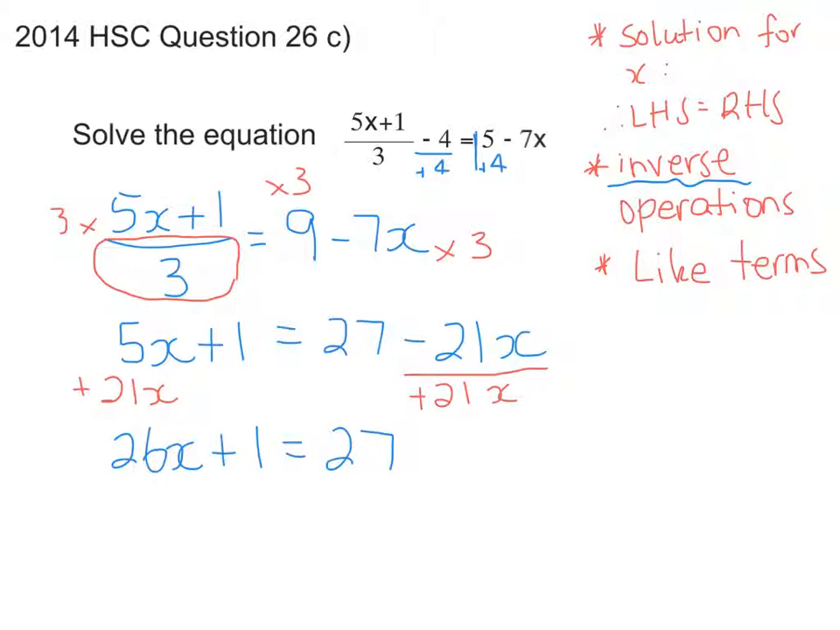This now becomes a two-step equation, so we'll next remove the positive 1 from the left-hand side by subtracting it from both sides, leaving us with 26x is equal to 26. And so finally, by dividing both sides by 26, we're left with our solution, x is equal to 1.